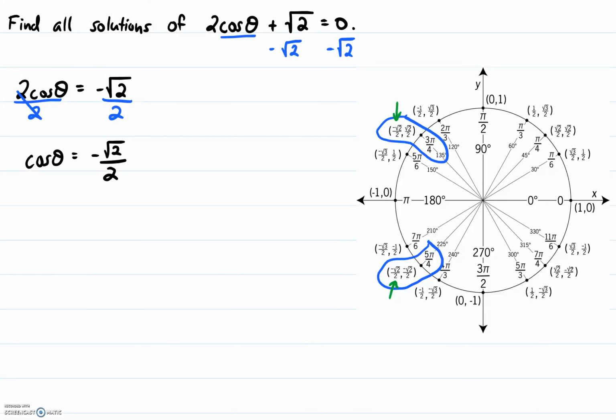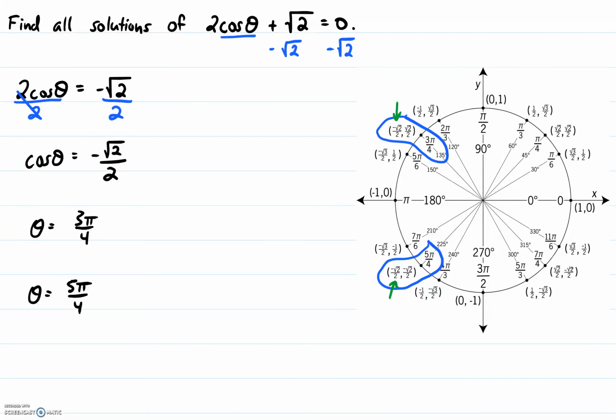So that gives us two different solutions for theta. We know that theta could be equal to 3 pi over 4, but it also is going to be equal to 5 pi over 4. And if all we wanted were the solutions between 0 and 2 pi, then we would stop right there. Those would be our solutions. But we need to think a little bit more about this problem because we don't just want the solutions between 0 and 2 pi. We want all of the solutions.